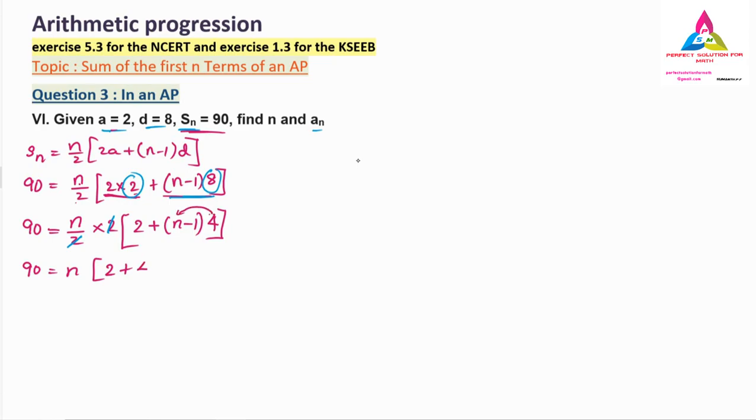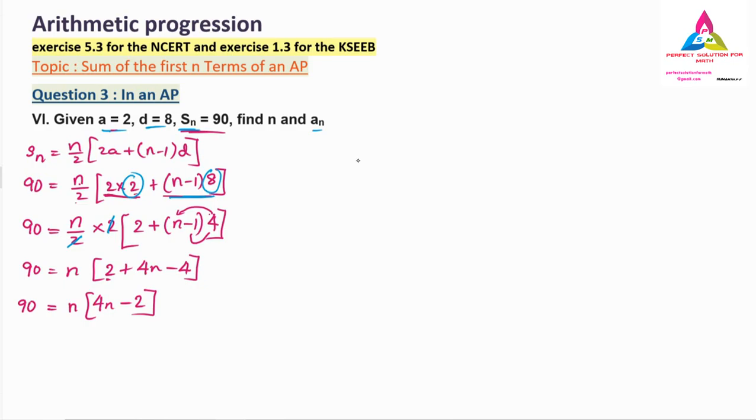4 into n is 4n, 4 into minus 1 is minus 4. This is the thing. Next, importantly, you can see this n can be written as it is, but 2 plus and minus 4 are both constant numbers, so we can subtract them. The greater number over here is minus 4, so the minus sign I have to write down. In that, if you subtract 2 from 4, it will remain 2. Next, 4n we have is positive, so I will write that 4n positive in the front, that is equal to 90.